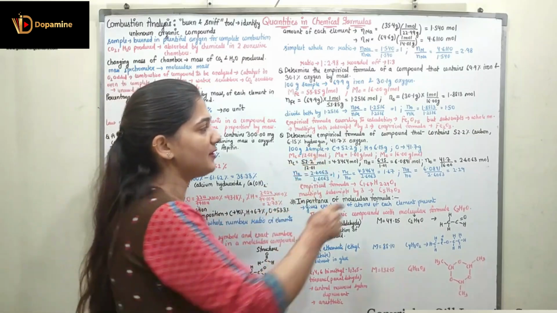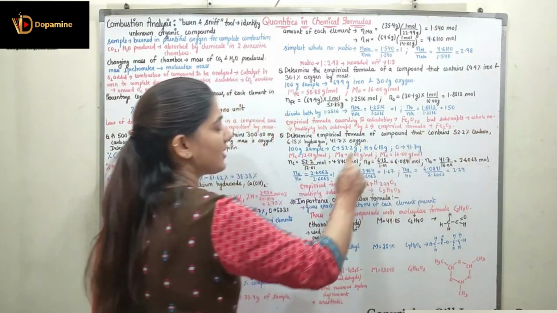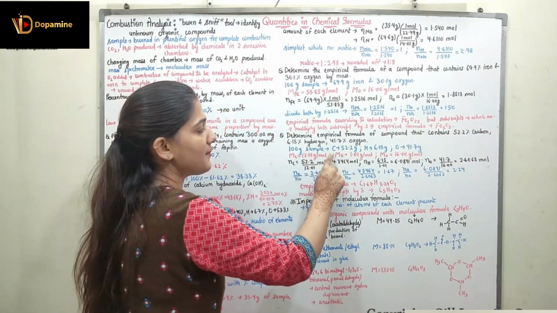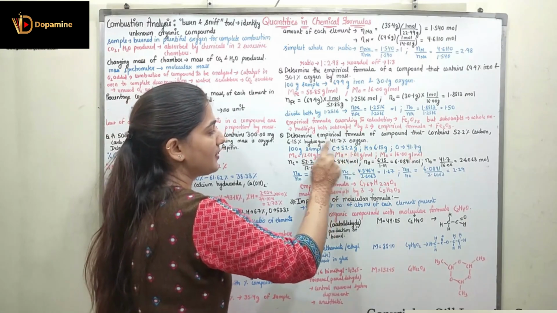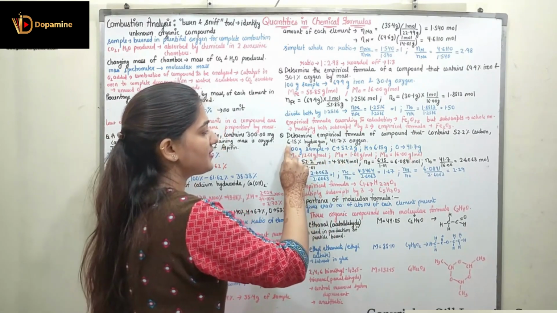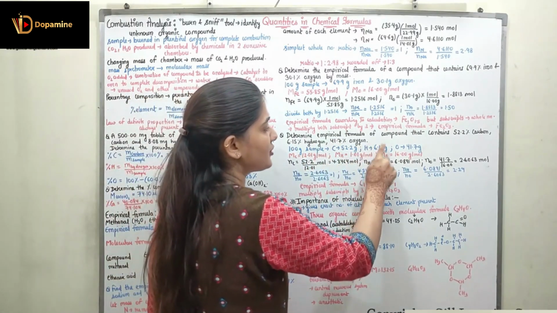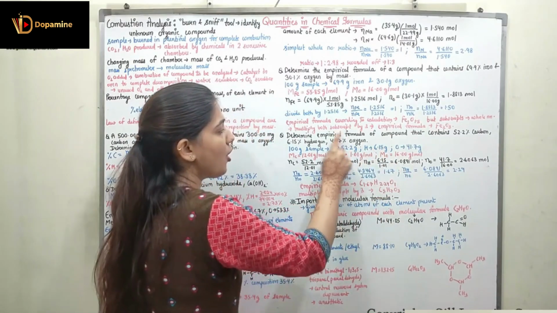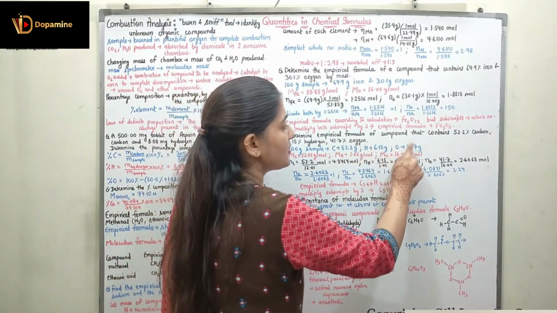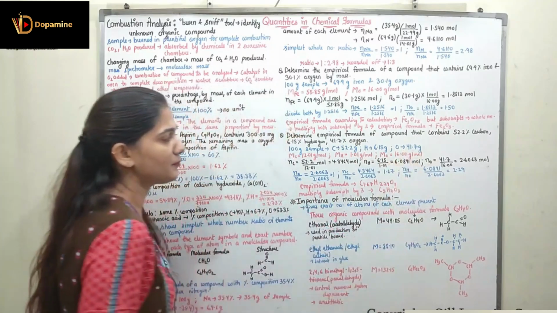In the 100 gram sample we have 52.2% of carbon, so the carbon would be 52.2 gram. In the 100 gram sample hydrogen percentage is 6.15%, so hydrogen is 6.15 gram. Oxygen is 41.7%, so oxygen in the 100 gram sample is 41.7 gram.